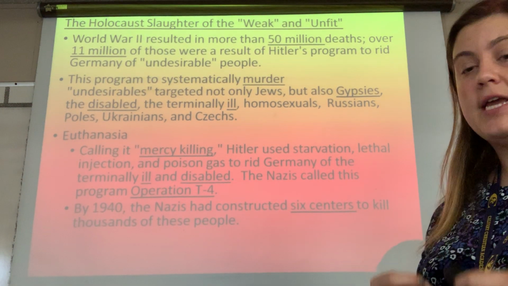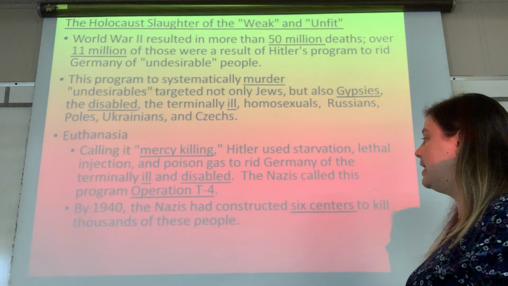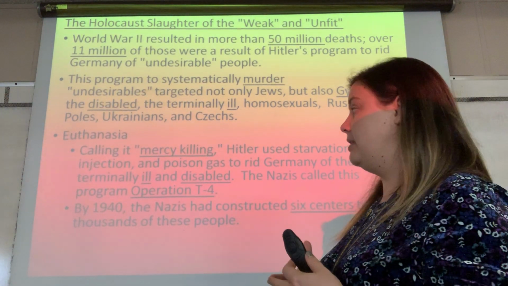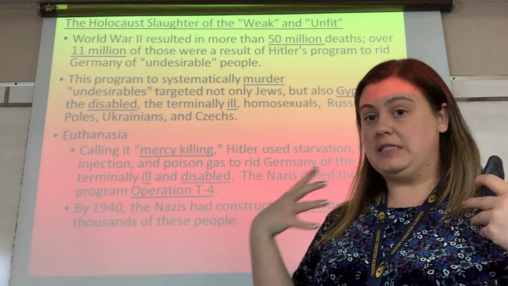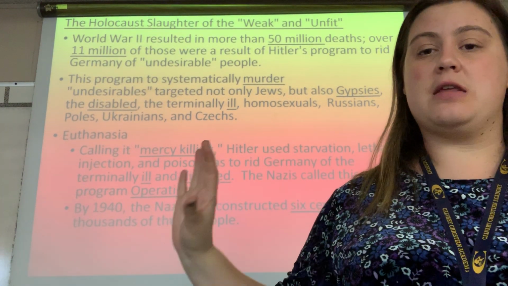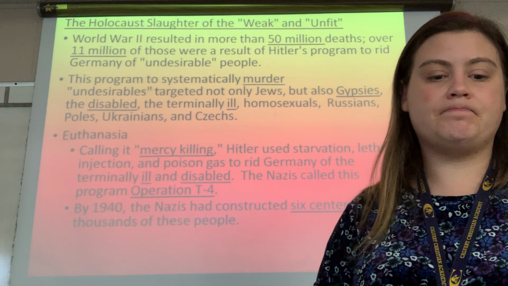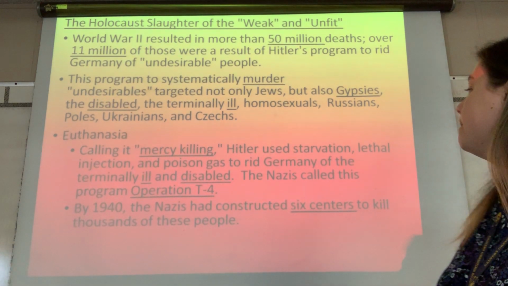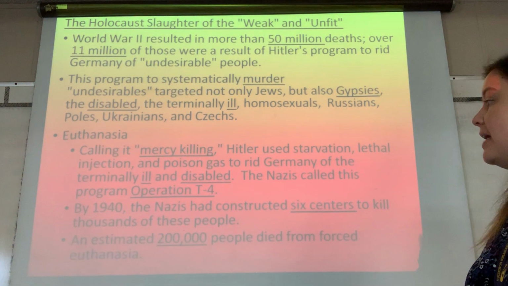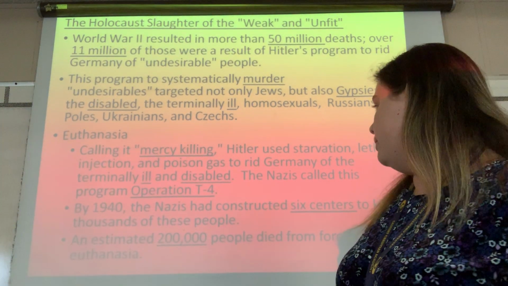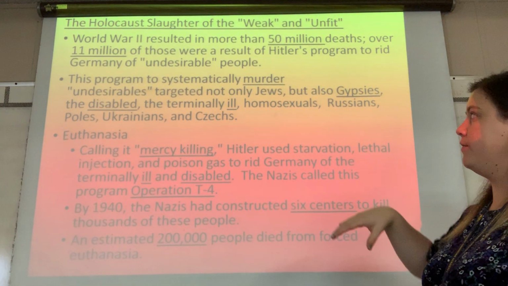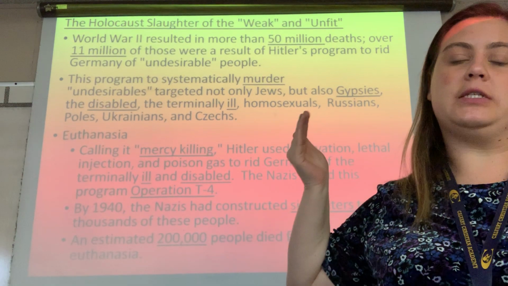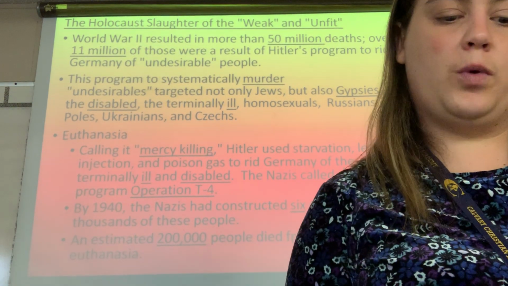And by 1940, the Nazis had constructed 6 centers to kill thousands of these people. So they had created these euthanasia centers. That is where they would send the terminally ill or the mentally disabled or the handicapped to be killed by these various methods that were mentioned. And it's estimated that about 200,000 people died from forced euthanasia. So out of these 11 million, approximately 200,000 of the terminally ill or disabled were killed via Operation T4.